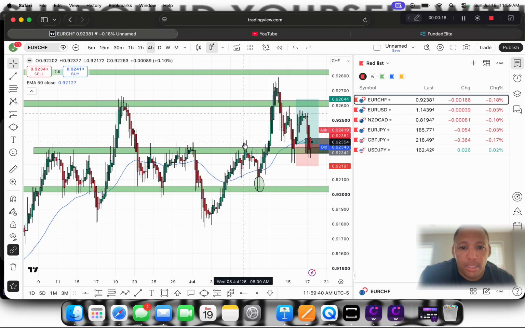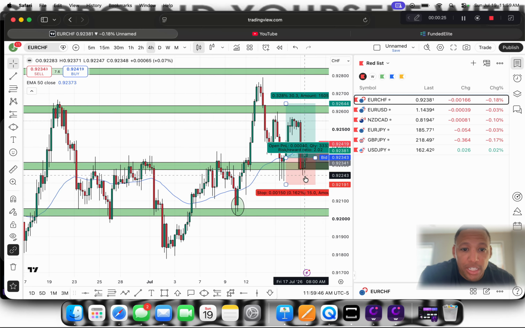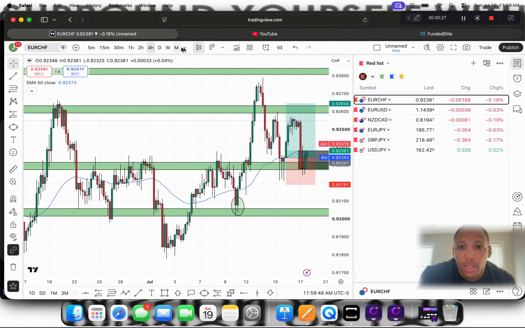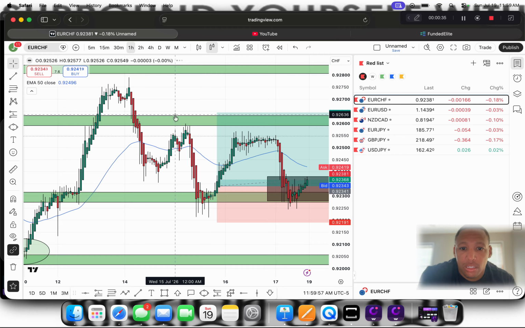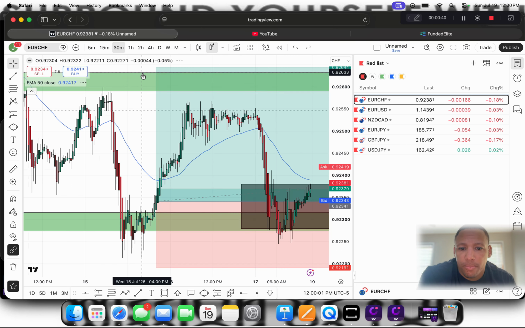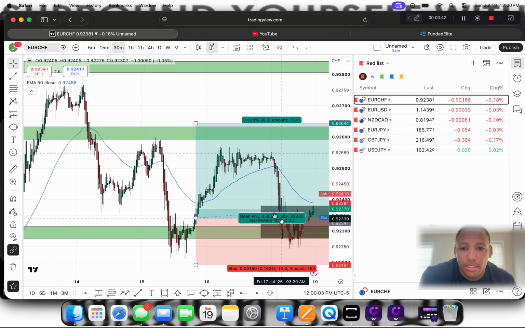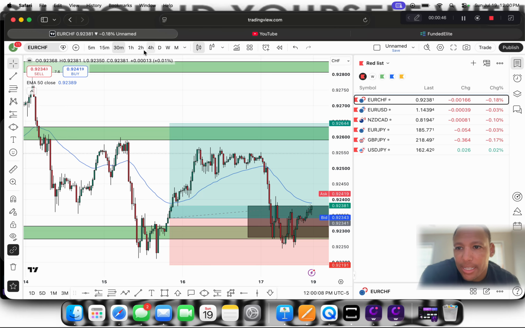So once I mark up my levels, as long as price is above, as long as we have a rejection candlestick, and as long as one of these time frames is in sync, the H2 is not, the H1 is not, but we can see the 30-minute is, I'm taking the trade. I'm making it that simple.